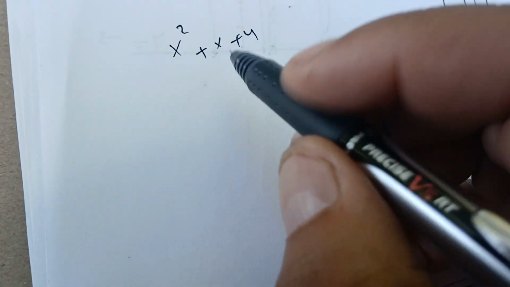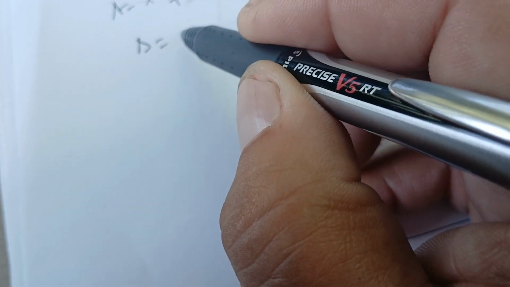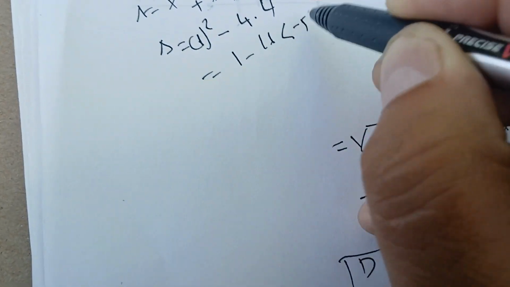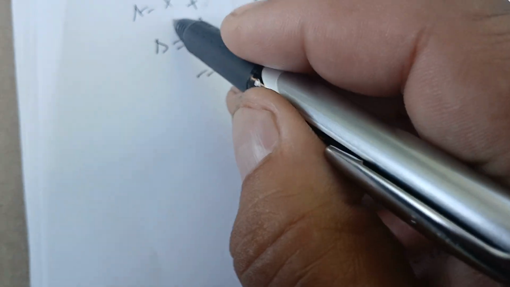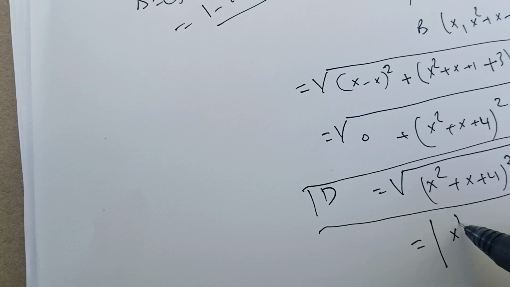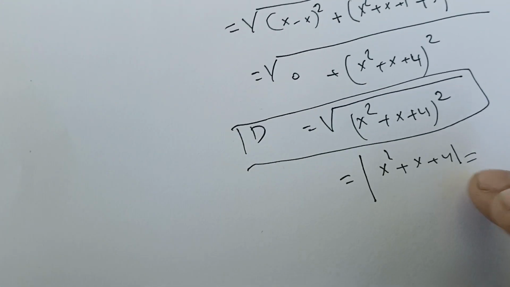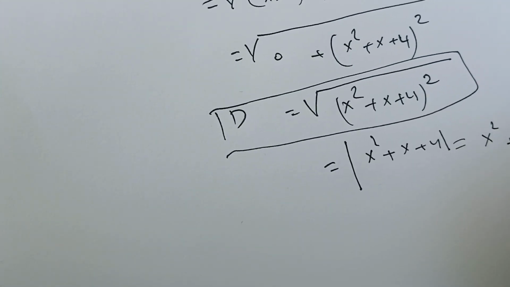If we compute delta for this quadratic, we get 1 squared minus 4 times 4, which is 1 minus 16, that is, minus 15. It's less than 0. That means this quantity is always positive. Therefore, we can drop the absolute value of x squared plus x plus 4, because it is always positive. So we have x squared plus x plus 4.